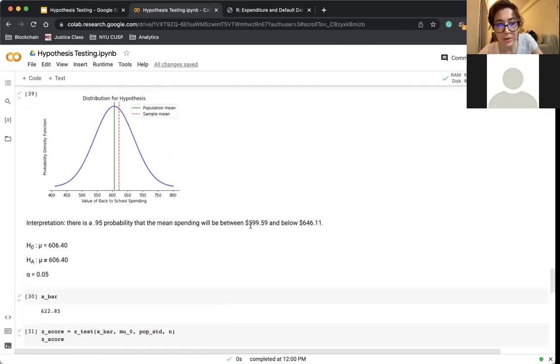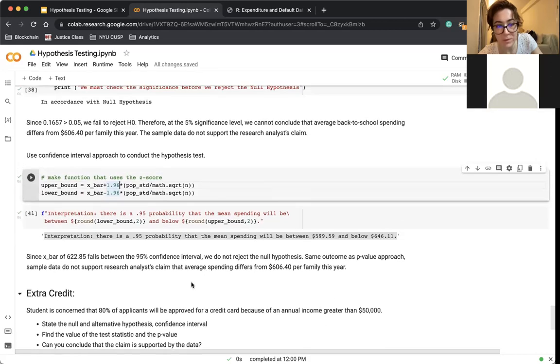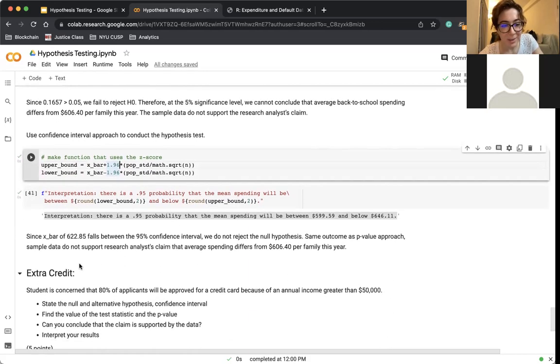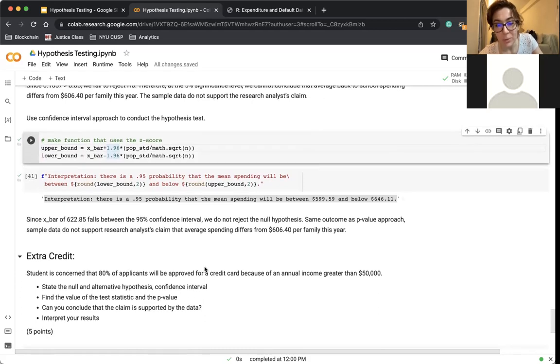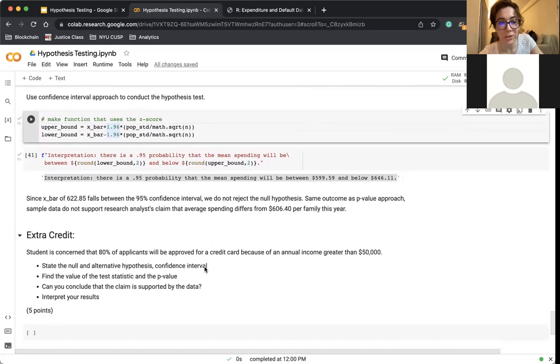So the area under the curve there would really fall between here and here most of the time. And then anything that falls outside of that would have been evidence to support the alternative hypothesis. But this is kind of just saying, since our value fell between this confidence interval, we fail to reject the null hypothesis. So this is the same outcome as the p-value approach. It's just using it in a different lens.